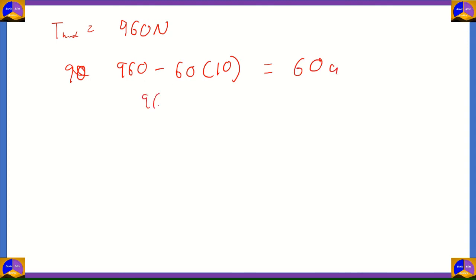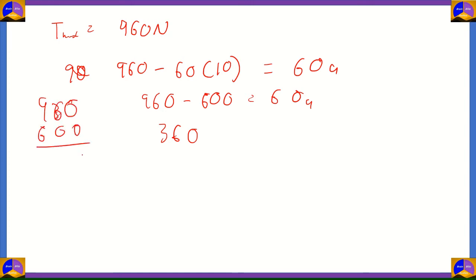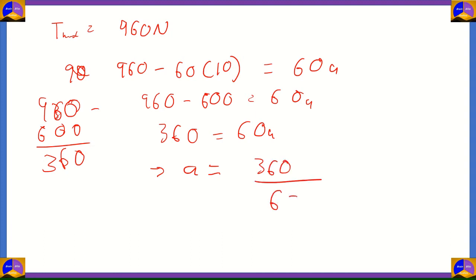So 960 minus 600 equals 60a. So 960 minus 600 will be equal to 360. You can just do that, but then it would be a waste of time. So 0 minus 0 is 0, 6 minus 0 is 6, 9 minus 6 is 3. So 360 equals 60a. Therefore, the value of the acceleration is equal to 360 divided by 60.